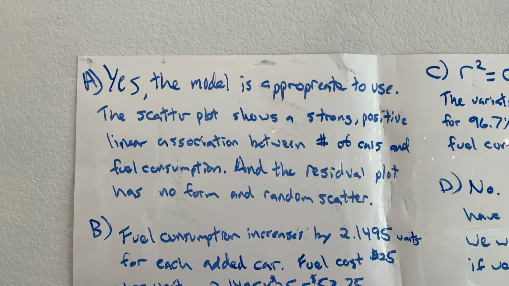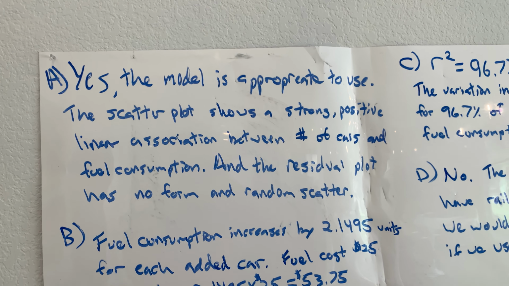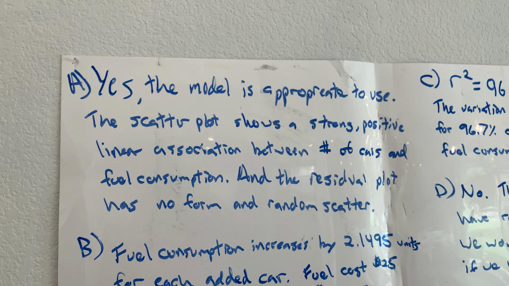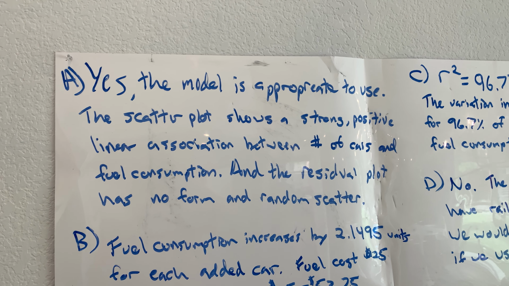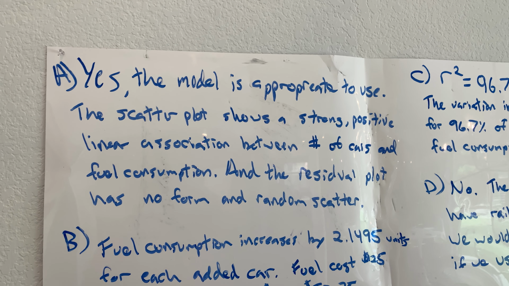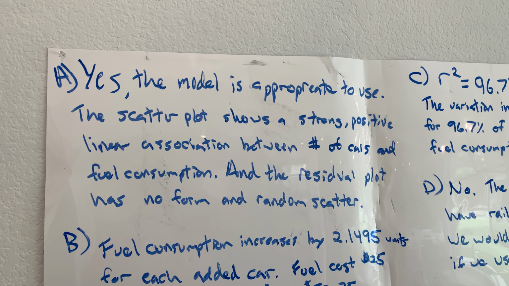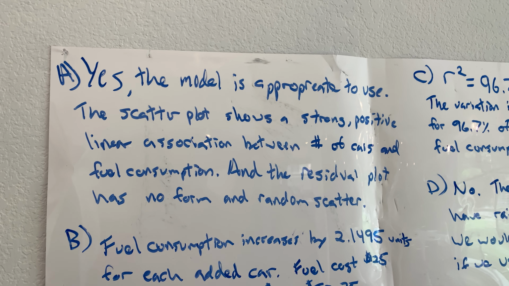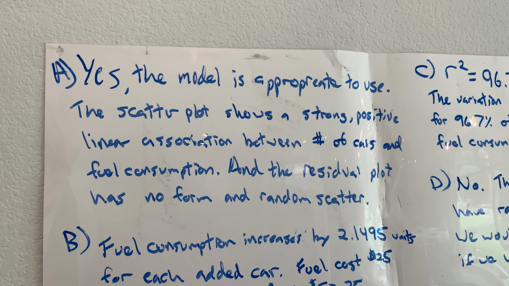So we always answer the question. The model is appropriate to use. And then we have two reasons why it's appropriate to use. The first one is the scatter plot shows strong positive linear association between the number of cars and fuel consumption. A couple of things I want to point out in that one sentence. One, I put context in there, and we always got to put context somewhere in our answer. It has to be in there somewhere, okay?